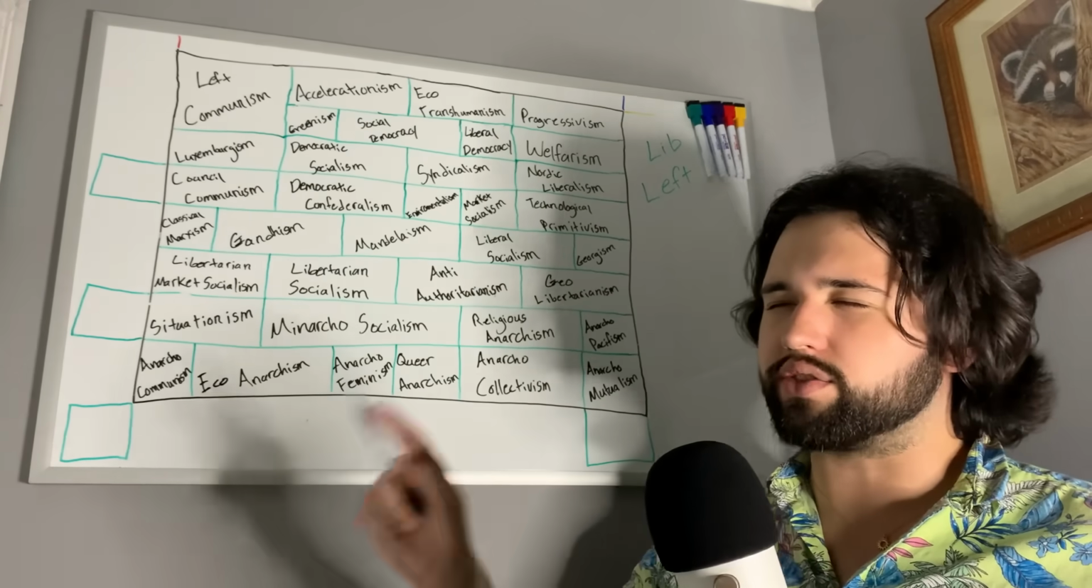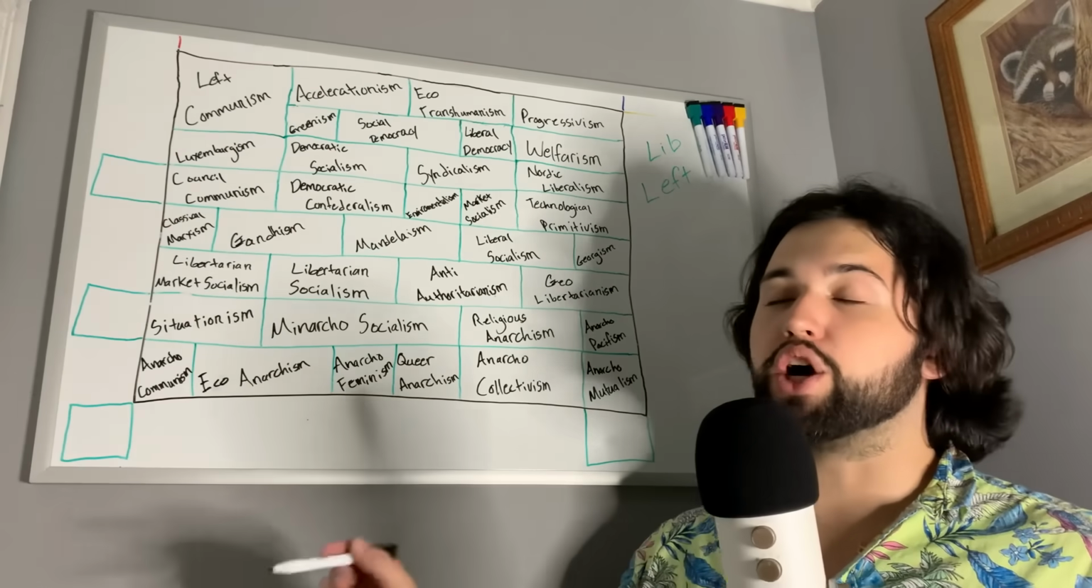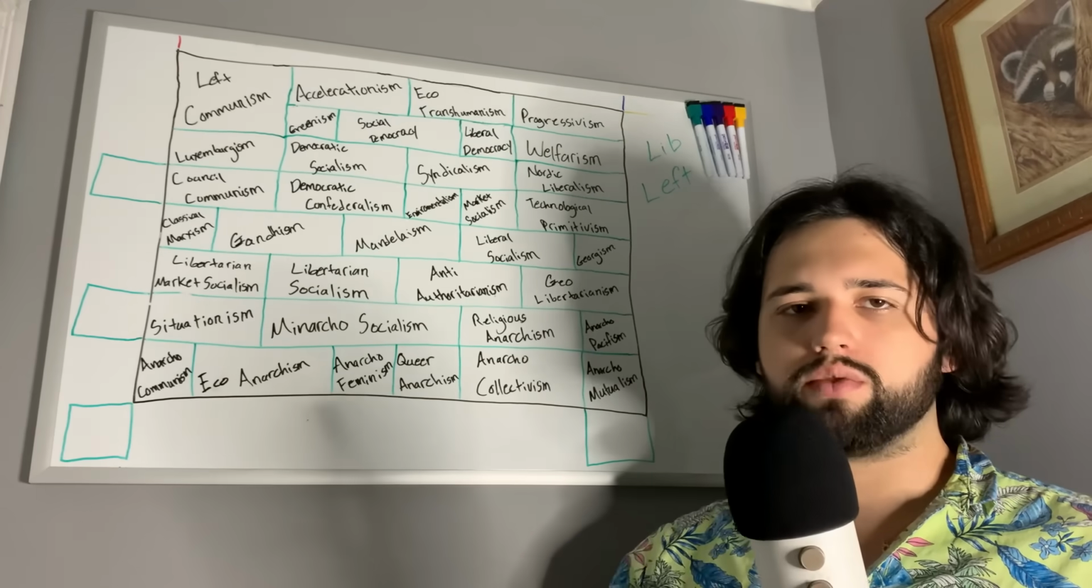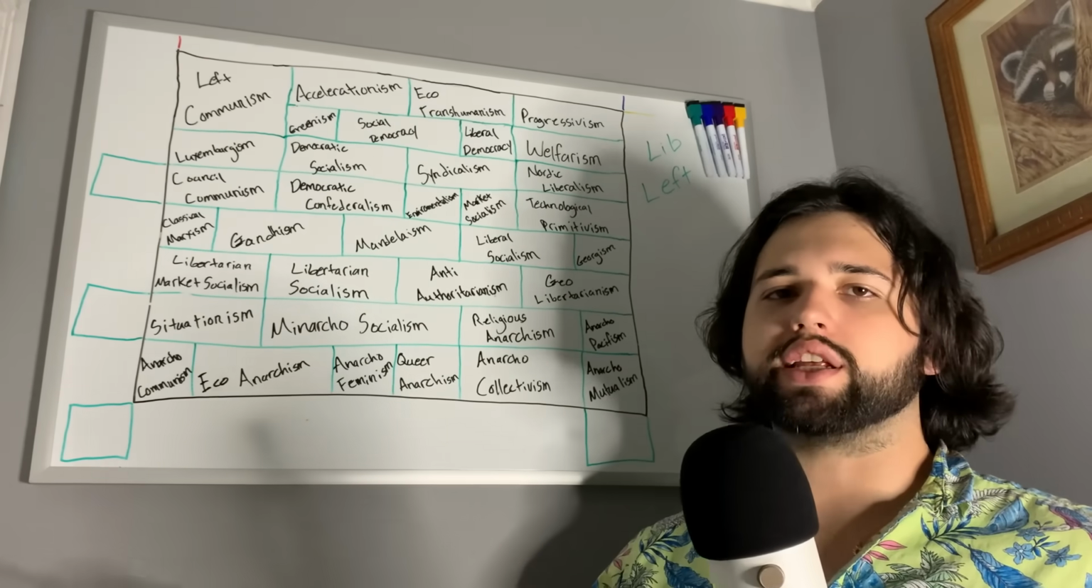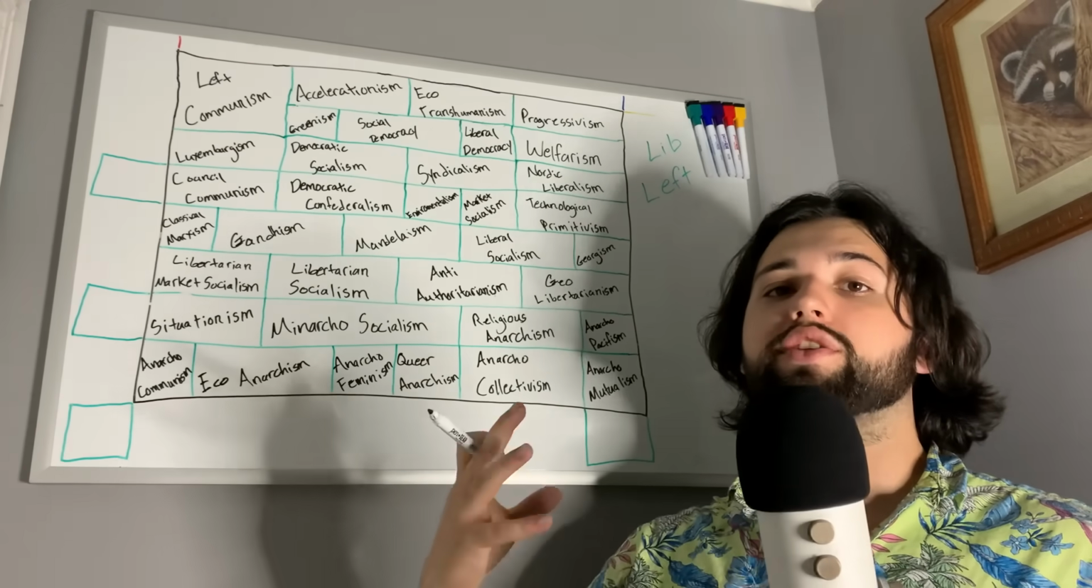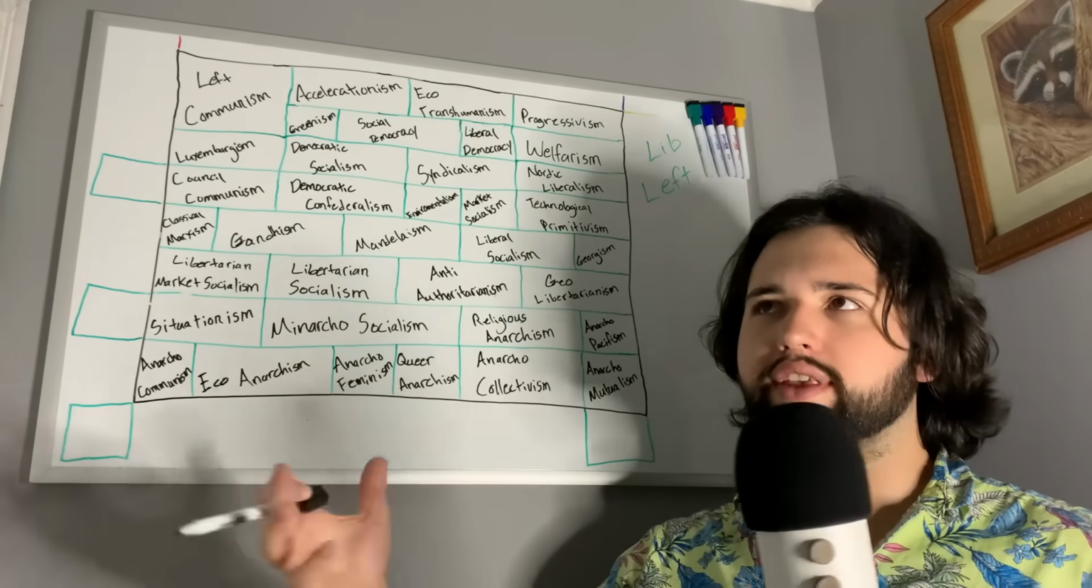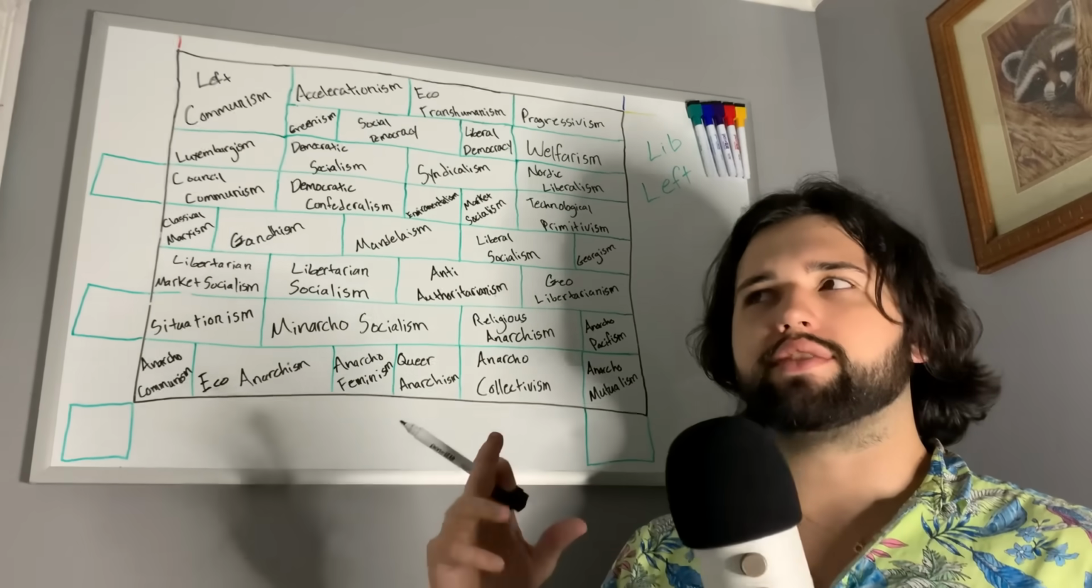And then finally, in the bottom left corner, we have anarcho-communism. Anarcho-communism is essentially a state that exists post-money and post-ownership. It's the idea that no one owns anything, everything is to be traded, and people are to trade with each other in a completely classless, stateless, and ownerless society.